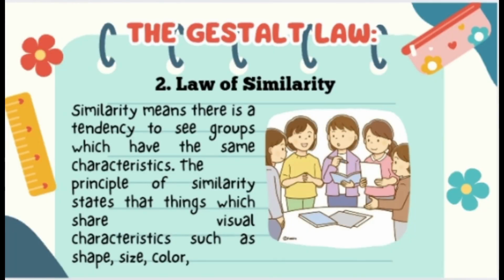Second, law of similarity. Similarity means there is a tendency to see groups which have the same characteristics. The principle of similarity states that things which share visual characteristics such as shape, size, or color are automatically grouped together by our brain. It means we tend to see items as belonging to the same group when they share similarities in shape, size, color, texture, organization, or style.